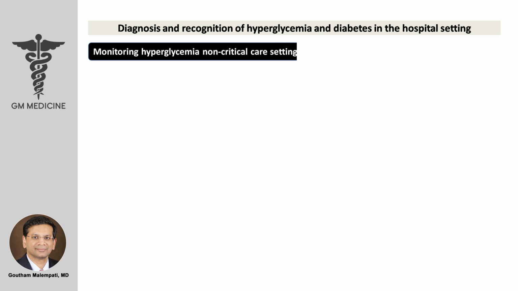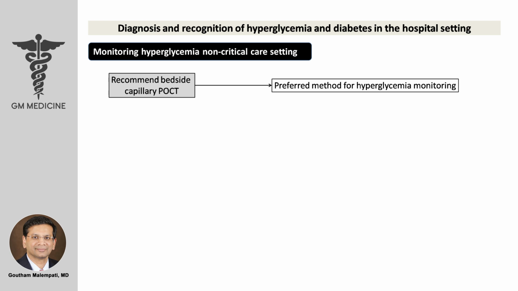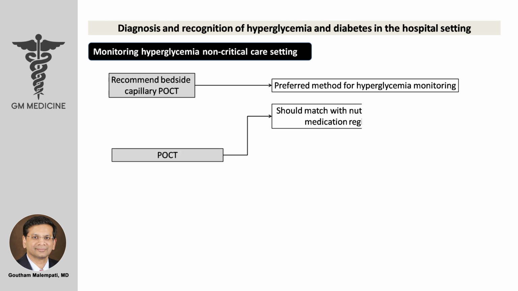Number 2. Monitoring hyperglycemia in non-critical care setting. Recommend bedside capillary point of care testing as a preferred method for hyperglycemia monitoring. The point of care testing should match with nutritional intake and diabetes medication regimen in the hospital.